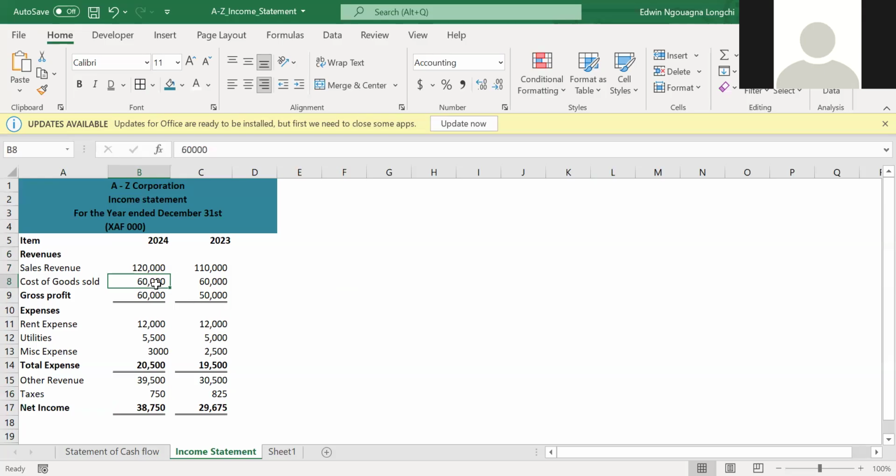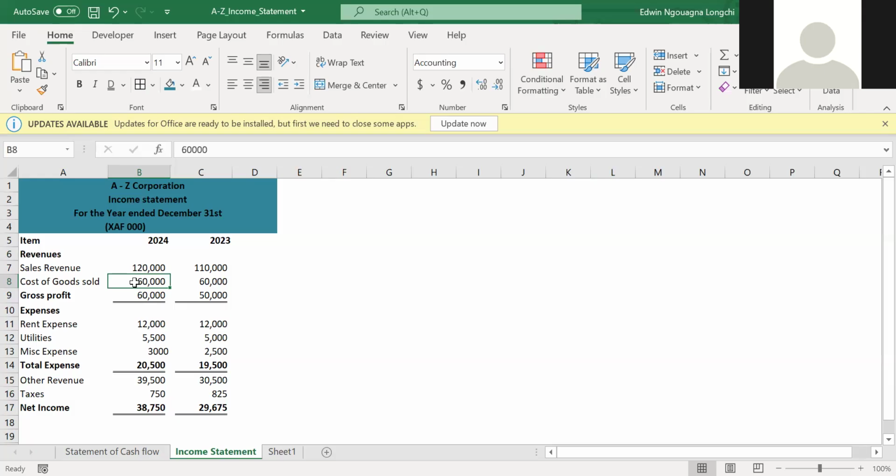If you sold printers, you sold maybe toners, as we gave as an example last time, how much did you buy them? That's the cost of goods sold. And where do you get this cost of goods sold? You get it from your stock register.